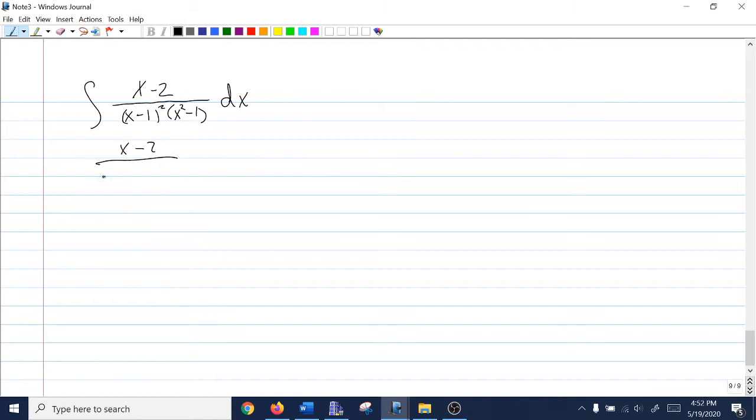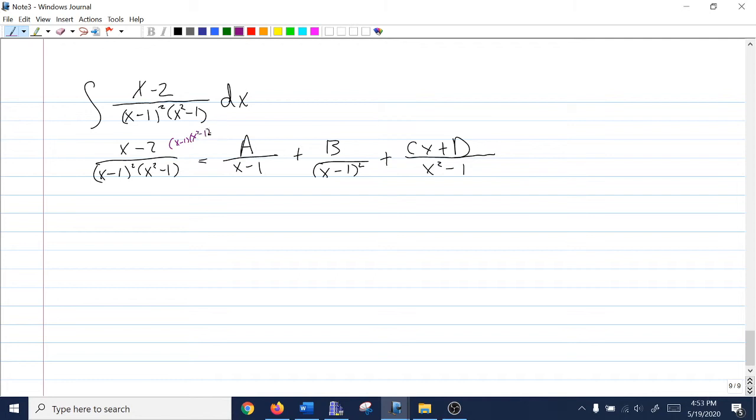I'm hoping to decompose x minus 2 over x minus 1 squared, x squared minus 1. So, pretending I don't notice that problem I've built in, I'm going to get a over x minus 1, b over x minus 1 squared. This guy's a quadratic, so I need to put a linear on top, cx plus d on top here. Cool. To try to solve this, I need to multiply both sides by the common denominator, x minus 1 squared, x squared minus 1.